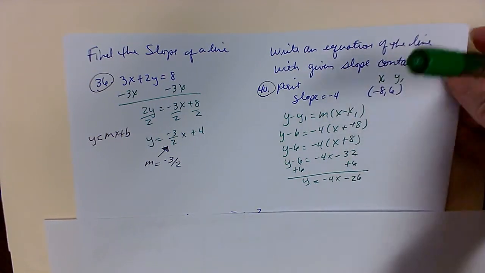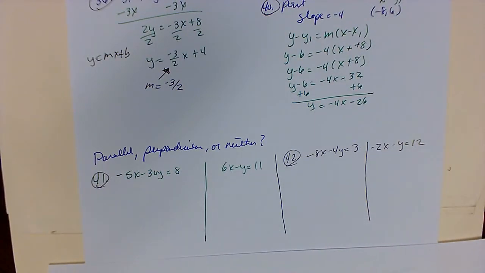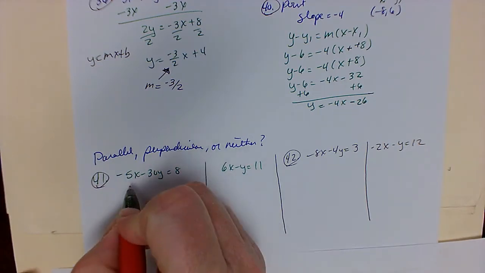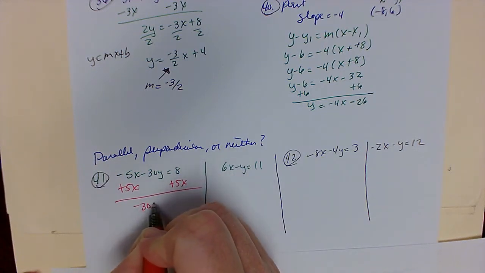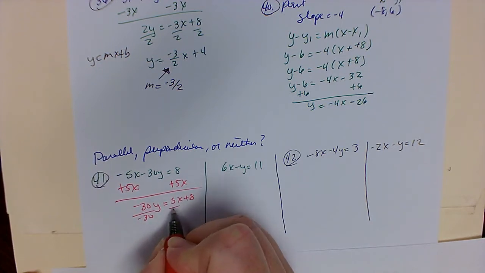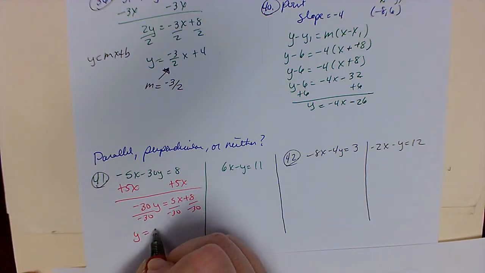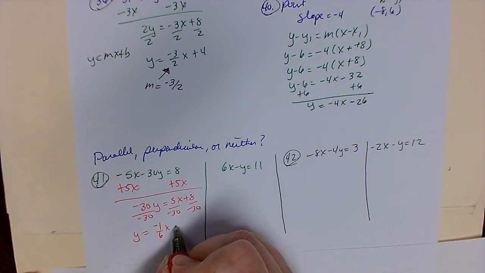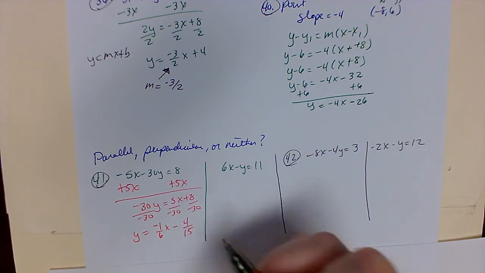All right, the next thing we're going to look at is whether it's parallel, perpendicular, or neither. So we're going to solve each of these equations for y to figure out what the slopes are. So I'm going to do opposite of what's being done and add my 5x, get negative 30y equals 5x plus 8. Divide each term by negative 30. And we'll get y is equal to, this will reduce down to negative 1 over 6x. And then minus, these are both even, they'll reduce to 4 over 15.